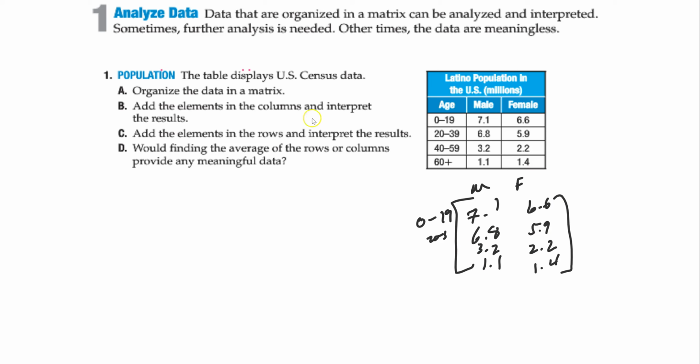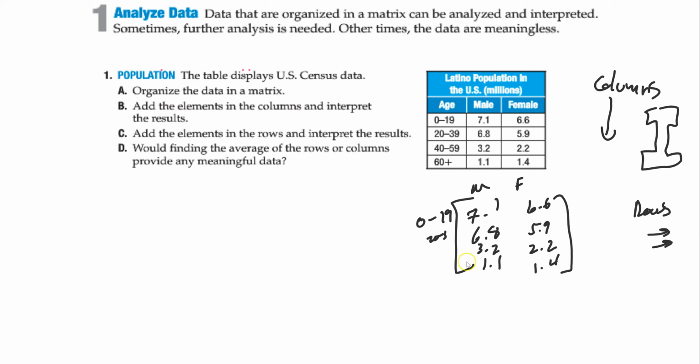Add the elements of the columns and interpret the results. So these are columns when you go down. I always think of columns like if you're going to Greece or something. That's my bad example of that. And rows go this way. So they want you to add up all the columns, so they want to add all these down.